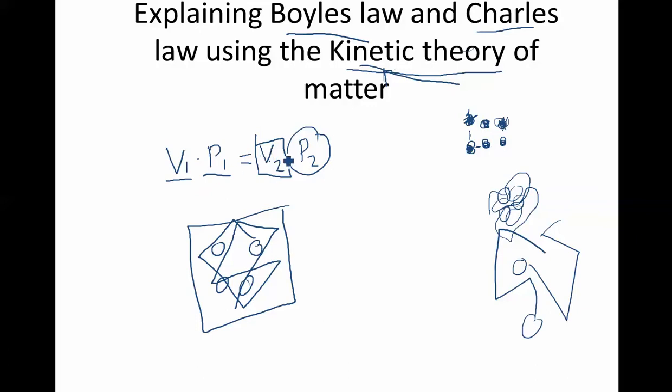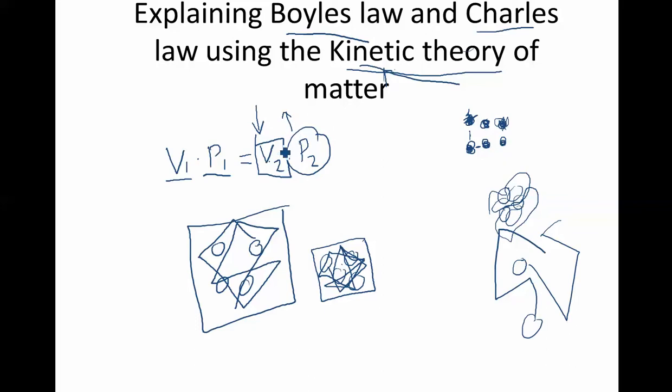Now let's take a look. What happens if we change the volume of the container? I'm going to make my container smaller. I'm going to put the same 4 gas molecules in there, but I'm going to have a smaller container. Now these gas molecules are not going to go any faster, they're not going to go any slower. We haven't heated them up at all, but they're going to hit the walls of the container more often. Just because it's a smaller distance to go before they hit the walls, they're going to hit them more often, and that's going to increase the pressure. So what happens if we decrease the volume of a container? The pressure will then go up.